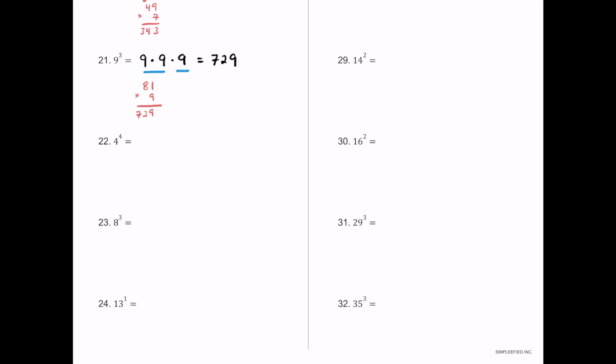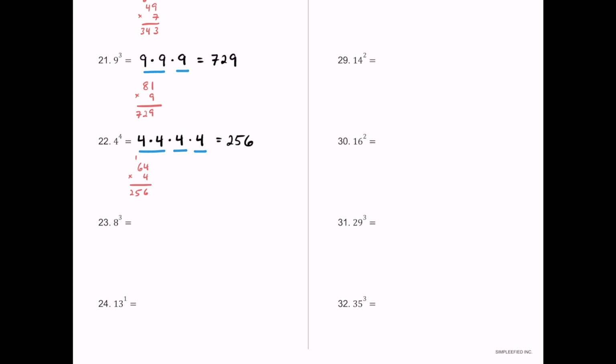For number 22, we have 4 to the 4th power, which is 4 times 4 times 4 times another 4. So the first two 4s multiplied together make 16. 16 times 4, we already did that earlier, and that was 64. 64 times this last 4, I think, is 256, but let's go ahead and do 64 times 4 just to double check that. That's going to be 16, carry the 1. 24 plus 1 is 25. So we do get 256.